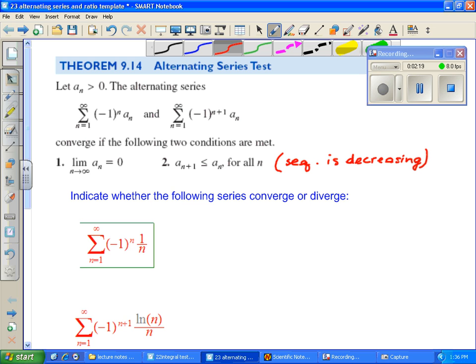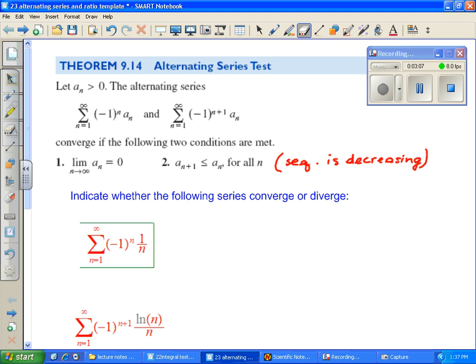What if it had been -1 to the n plus 1? Would that be alternating also? That's alternating also. What if it had been -1 to the 2n? Would that be alternating also? Now 2n is an even number, right? -1 to an even power, like -1 squared, is positive 1. So this one is not alternating. This is always going to be positive 1. But if the power is n or n plus 1, it's going to be alternating in sign.